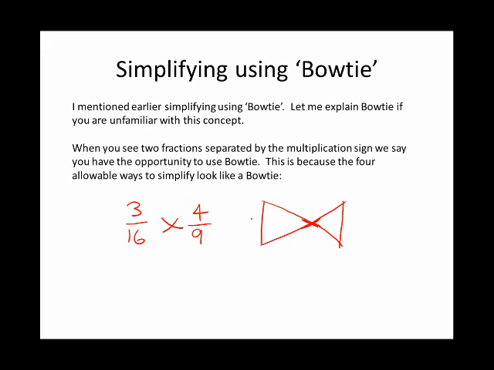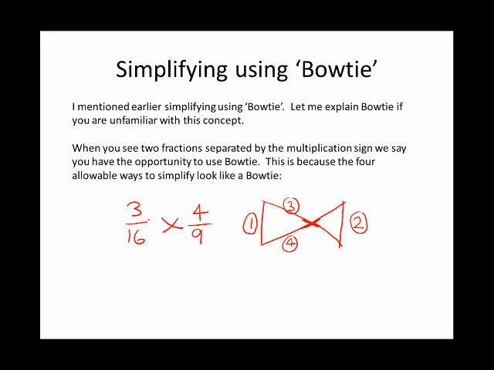It means that you could either try and simplify here, in other words the 3 and the 16 if that worked, or here, the two numbers on the right hand side, you could try and simplify them, or diagonally you could try and simplify these two numbers, and lastly the fourth way you can do it is you could try and simplify these two numbers. Now, you don't need to follow that order, you can do it in any order which you see fit.